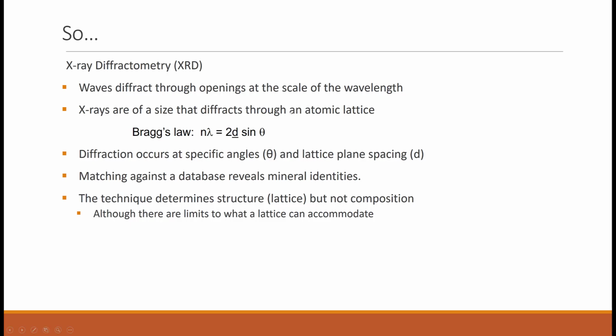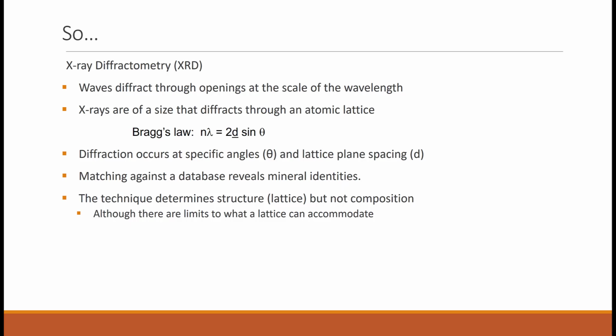X-rays of that size that will diffract through an atomic lattice follow Bragg's law, which, again, has a coefficient which we'll largely ignore and treat as 1, so it just goes away. The wavelength, lambda, equals twice the d-spacing, that is the space between the atomic planes in our sample, times the sine of the angle involved. We'll take the sine of that to find out where we are. Diffraction occurs at specific angles for lattice spacings. We can match that against a database to reveal mineral identities, and we can learn something about the construction of the minerals by the way the peaks present themselves.